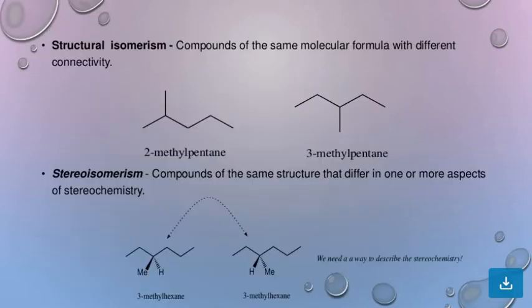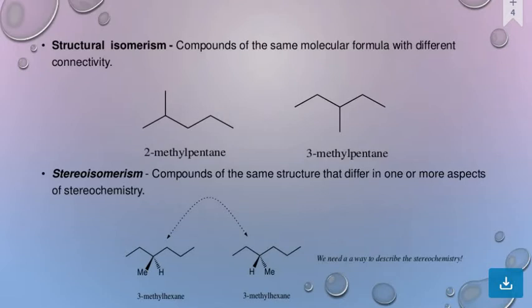What is structural isomerism? Look at these two examples, 2-methyl pentane and 3-methyl pentane. These two examples show structural isomerism: compounds of the same molecular formula with different connectivity. Stereoisomerism: compounds of the same structure that differ in one or more aspects of stereochemistry.